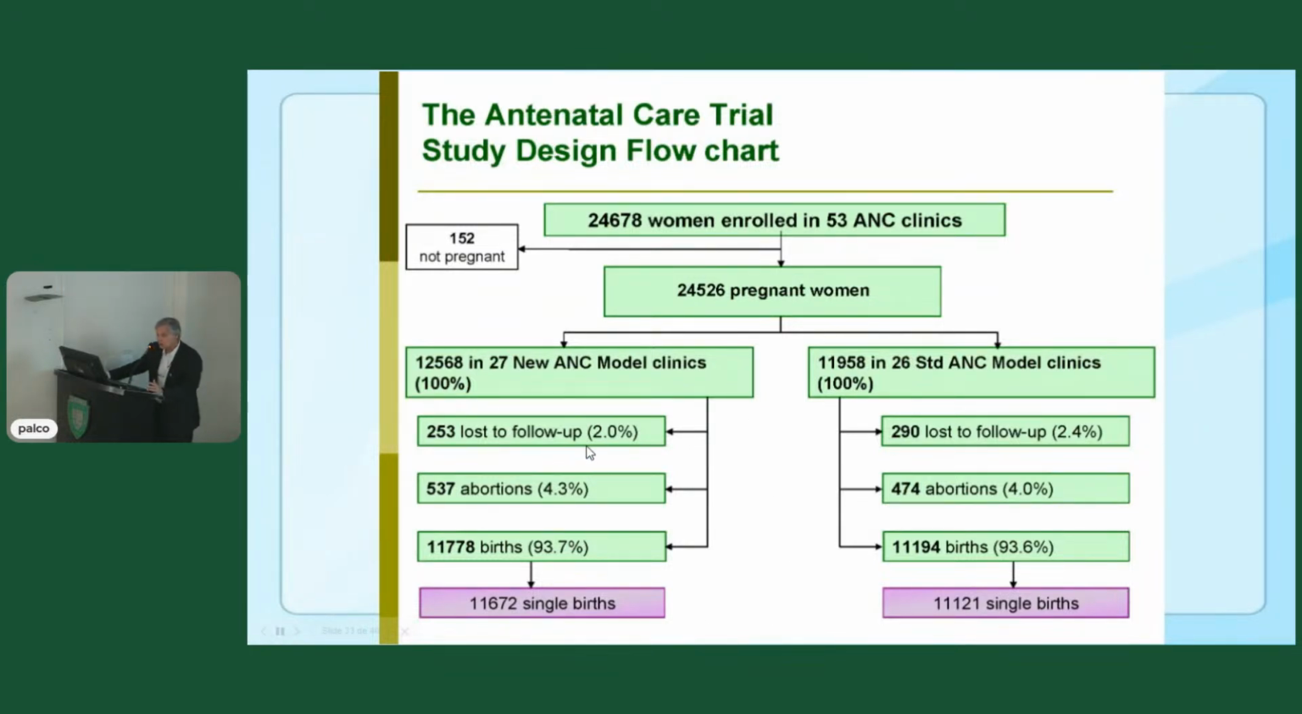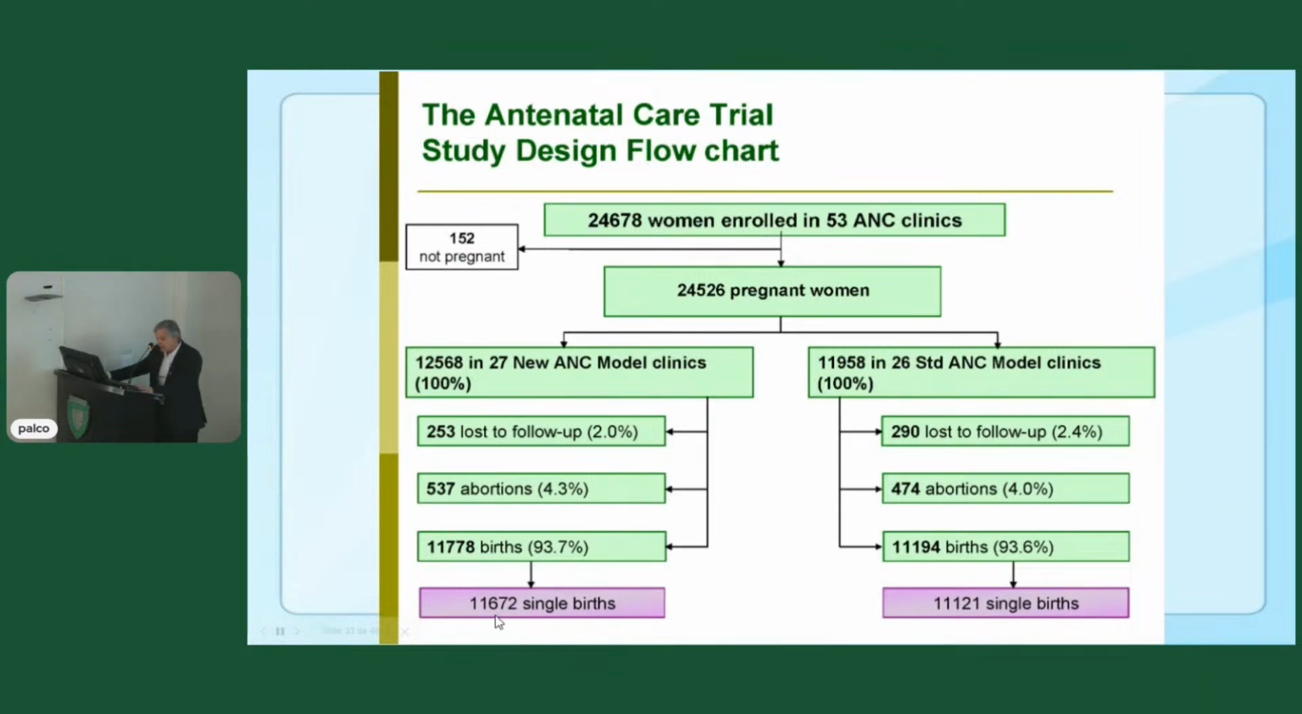So you end up with some loss to follow up in both groups, 2% in one group, 2.4 in the other one. You also have abortions, which cannot be followed, it's already aborted. So it's about similar across groups too. And the birth. So that's your main outcome, the birth. I mean, your outcome is going to be measured after the birth. So you have 93.7%, 93.6%, very similar proportion of birth in both groups. So the randomization looks like it worked well across the clinics.